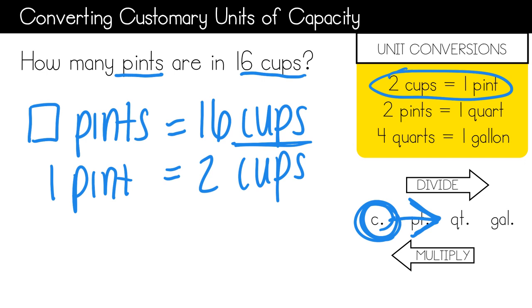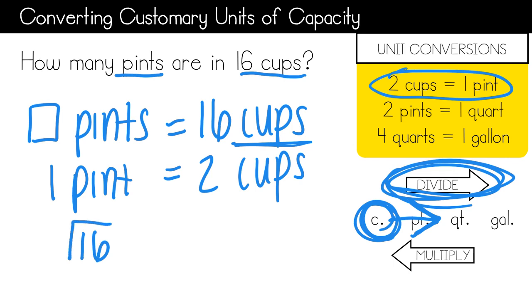We know we have 16 cups, and we are going to pints. Are we going to multiply or are we going to divide? Hope you said divide. We are going to divide. So 2 cups equals 1 pint. So 16 cups divided by 2 cups equals 8. So 8 pints equals 16 cups. If I have 8 pints and 1 pint equals 2 cups, 8 times 2 is 16, so I can check my answer. Great job.